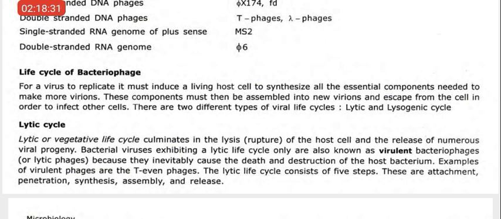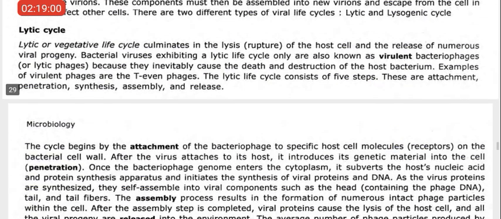The lytic or vegetative life cycle culminates in the lysis, rupture, of the host cell and the release of numerous viral progeny. Bacterial viruses exhibiting only a lytic life cycle are also known as virulent bacteriophages or lytic phages because they inevitably cause the death and destruction of the host bacteria. Examples of virulent phages are the T-even phages. The lytic life cycle consists of 5 steps: attachment, penetration, synthesis, assembly, and release.